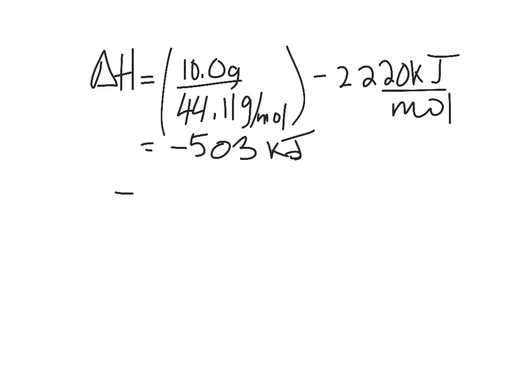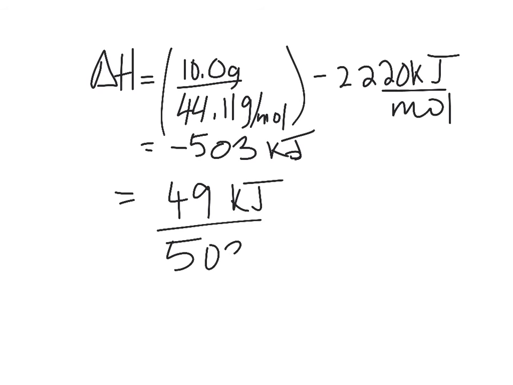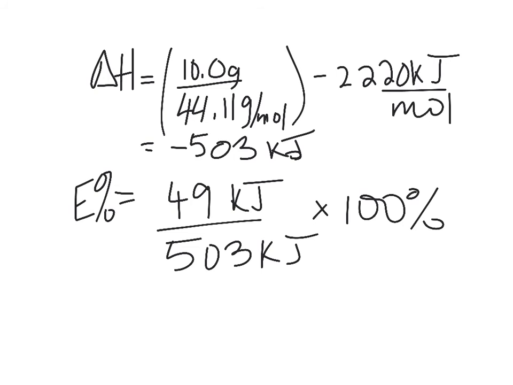So, what number? 49 kilojoules divided by 503 kilojoules times 100%. Wow. It's going to be about 10%, right? Is the 503 negative? We're not going to worry about it. Percent efficiency is always going to be a positive number. So? 9.74%.